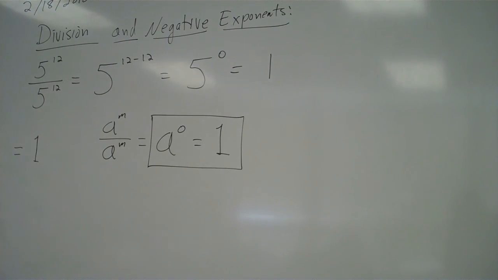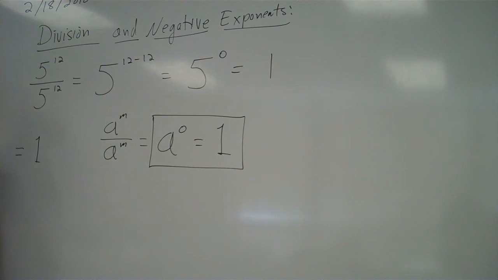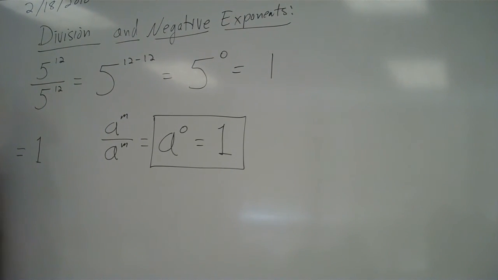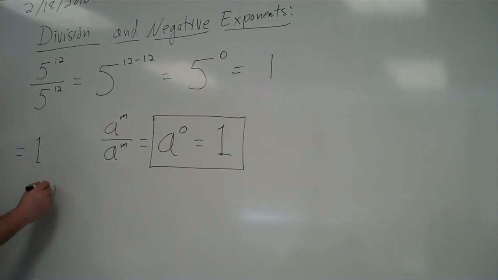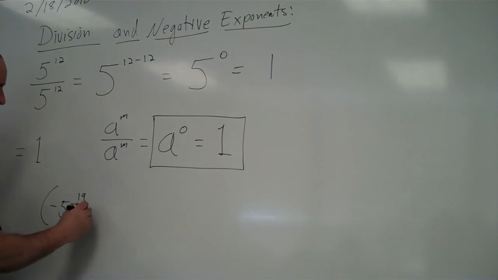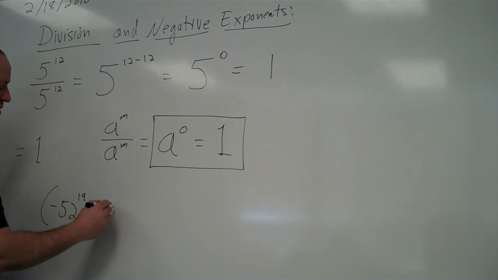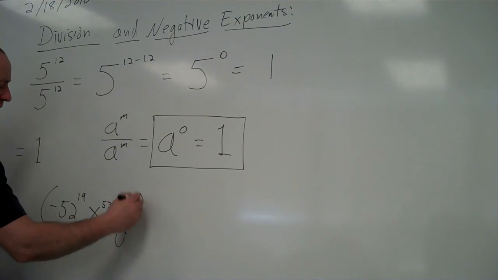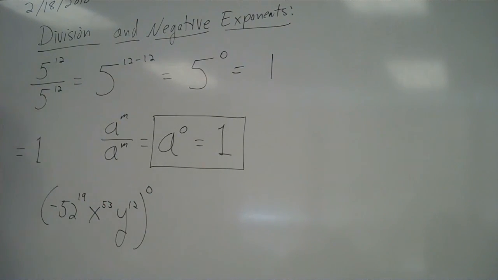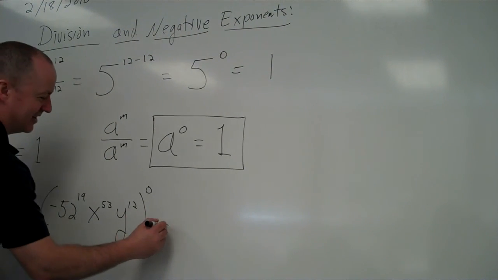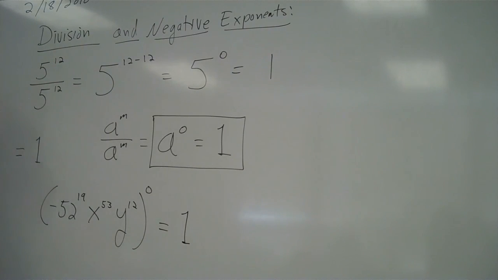Wait, okay. So that would equal 1. Yeah. This is a great trick question for your homework, my tests, all that sort of stuff. If I give you negative 52 to the 19th power times x to the 53rd power times y to the 12th power, all to the 0 power, what does that all equal? 1. Sorry. See? That's what happens when you go to the bathroom at a key moment. So it doesn't matter what you have in here. If you raise it to the 0 power, it equals 1.